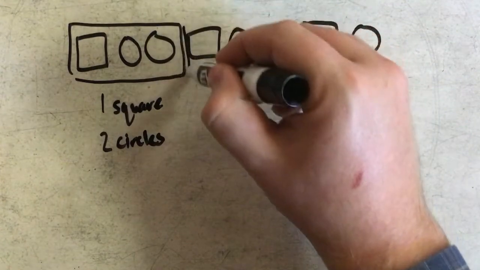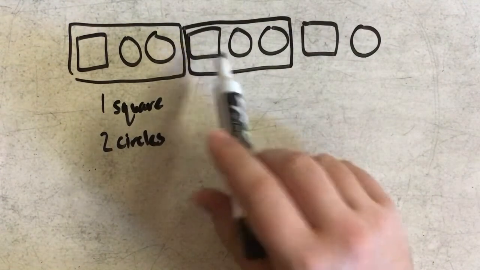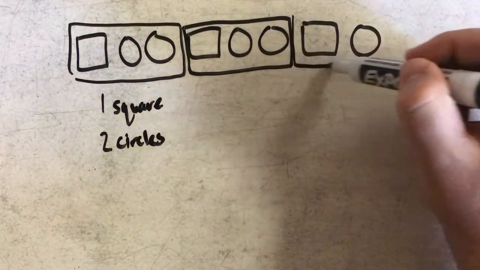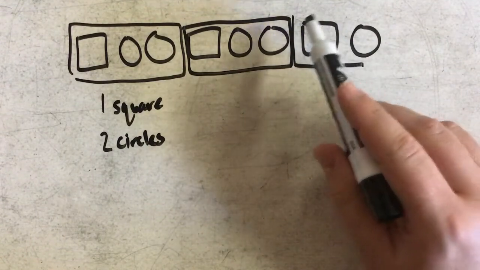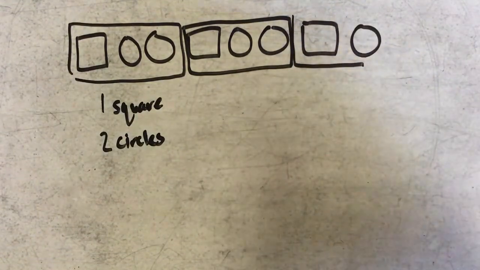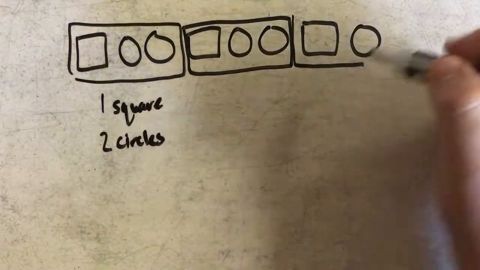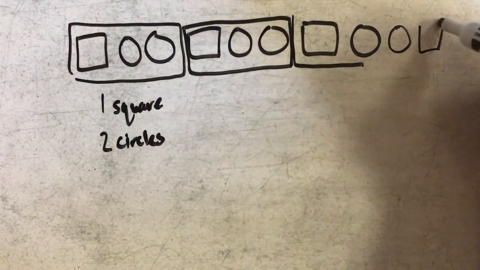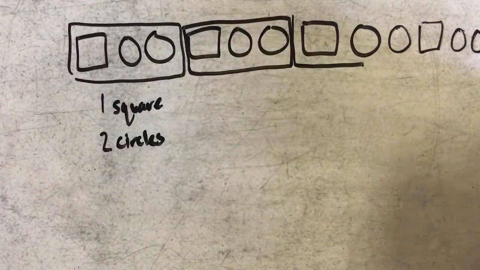So I look at the next three terms in the pattern, and again I see the same thing. I see 1 square followed by 2 circles. Continuing on, I see what would be continuing with that pattern, which is another 1 square and 1 circle. If I were asked to continue the pattern, I would need one more circle to continue the pattern, followed by a square, and then 2 circles, and on and on.